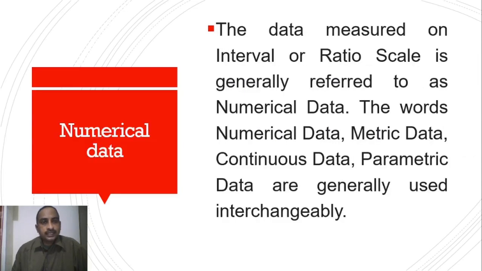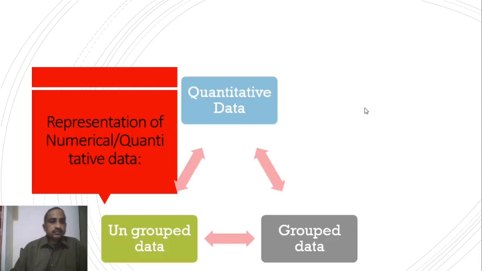right? So another type is numerical data. The data measured on interval or ratio scale is generally referred to as numerical data. The words numerical data, metric data, continuous data, parametric data are generally used as synonyms interchangeably, right? So whatever it may be, the metric data or continuous data or parametric data is nothing but numerical data. So now we have learned about the different types of data.